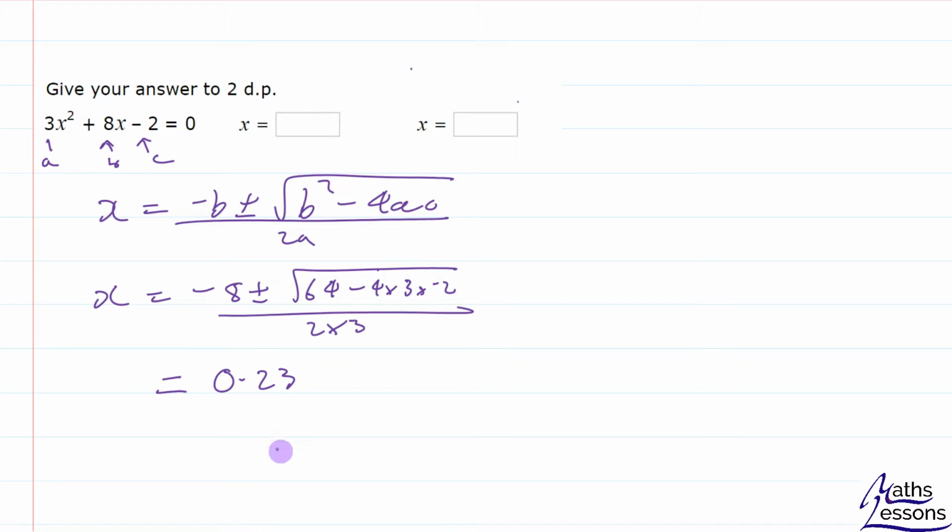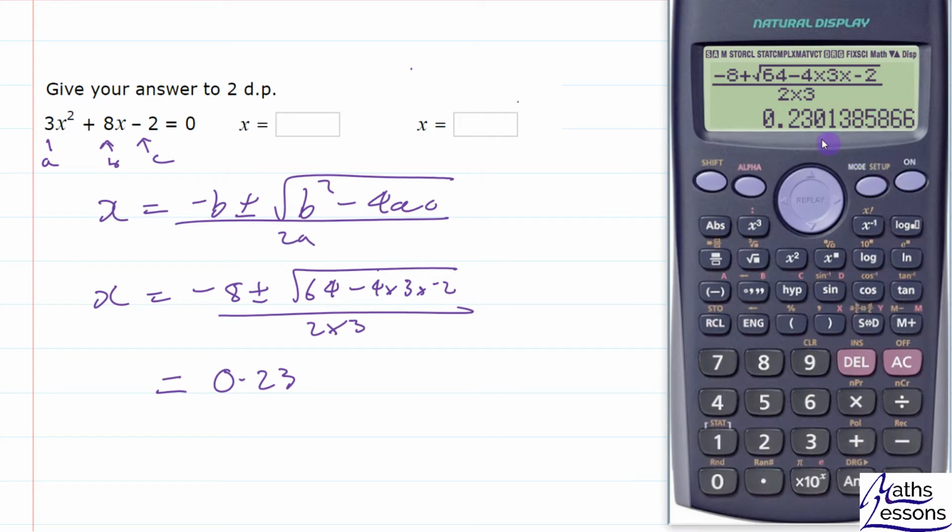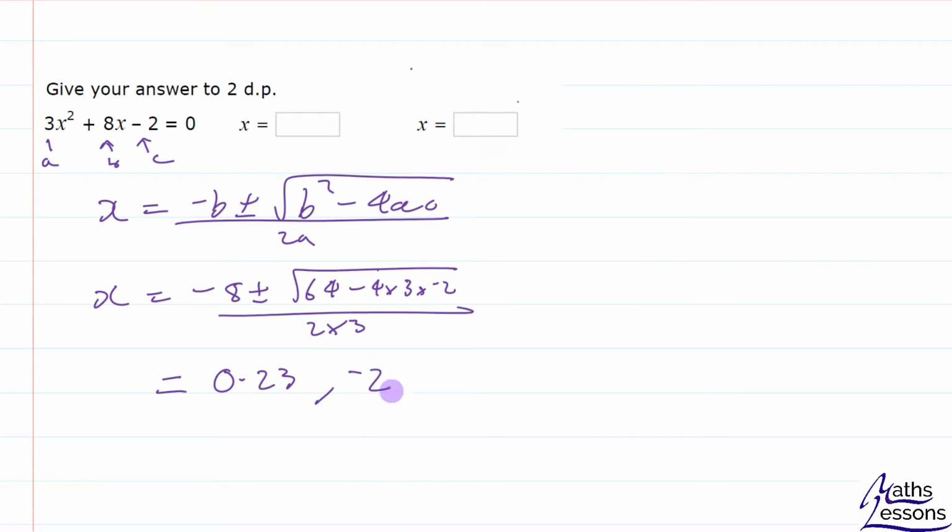0.23 to 2 decimal places. And if you go back, and delete that and put a minus in, press equals, and then we can get the other answer, which is minus 2.896, which will be 2.90 when we round to 2 decimal places. So minus 2.90.